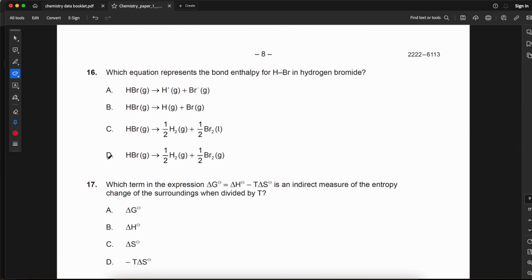Which equation represents the bond enthalpy for HBr in hydrogen bromide? So the answer is B. This equation represents the breaking of the HBr bond in HBr into its constituent atoms H and Br. As you know, bond enthalpy is the energy required to break 1 mole of bonds in a gaseous molecule. So B is the correct answer.